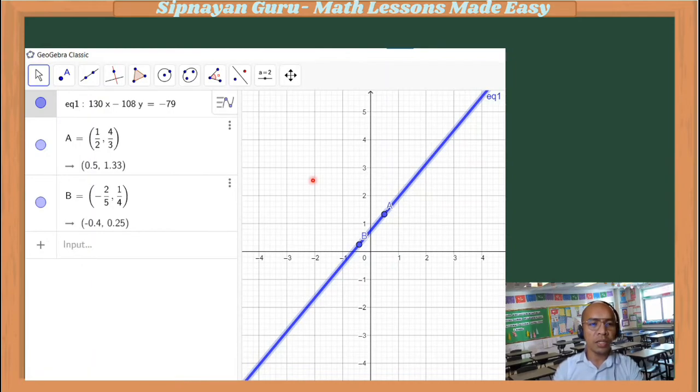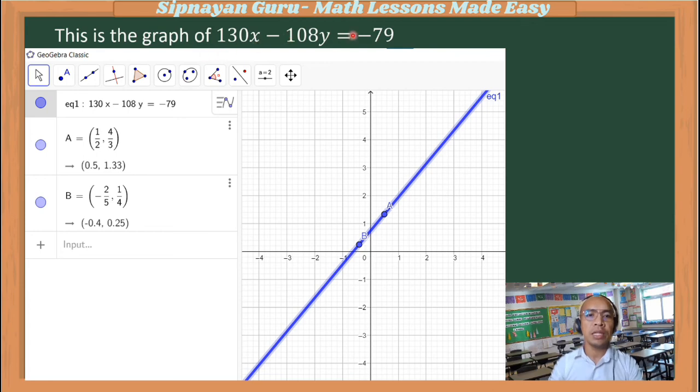Again, let's show this one in the graph. So this is 130x minus 108y equals negative 79. So this is the graph. Our point A, the first point, is 1 half and 4 over 3, which is 1.33. So this is here. And point B, negative 2 over 5 and 1/4. So this is here. So indeed, the graph of the equation of the line, which is this equation, really passed through these two given points. We are certain that this equation is correct.